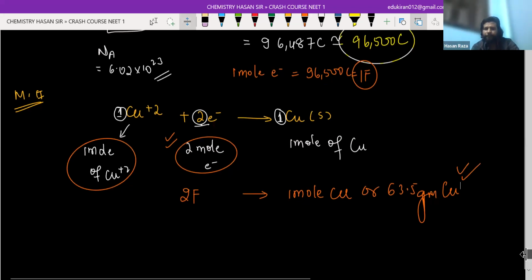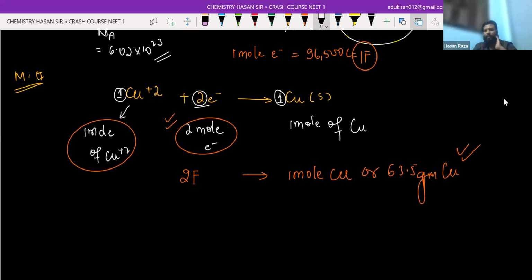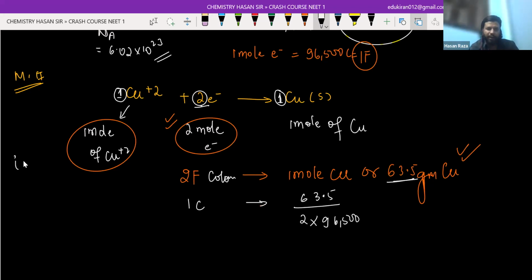Yes, sir. Now, if you don't remember the formula, you can easily apply the unitary method and then solve it. Now, 2 Faraday coulomb deposit 63.5 gram. So 1 coulomb will deposit 63.5 upon 2 into F, where F is 96,500. Now, it is given in the question that I is 5 ampere and time is 1 hour, that is 60 into 60 seconds. So you can easily calculate the charge.